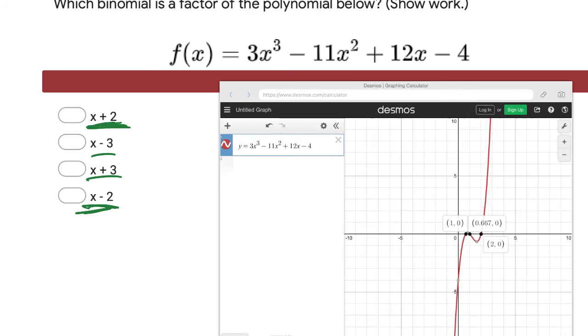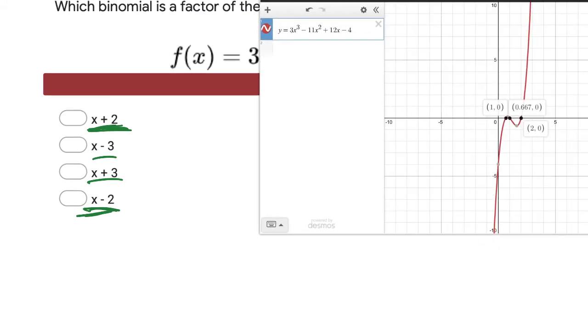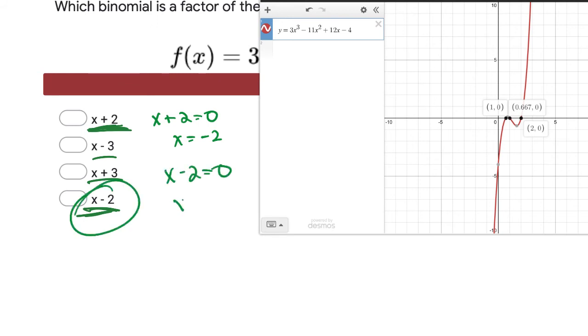So, for example, if x plus 2 was a factor, set it equal to 0, that tells us x is negative 2 as a solution. But we found over here in our graph that 2 is, and that's what x minus 2 gives us. You can see if I set it equal to 0 and solve it, x is 2 is the solution. So x minus 2 is a factor.